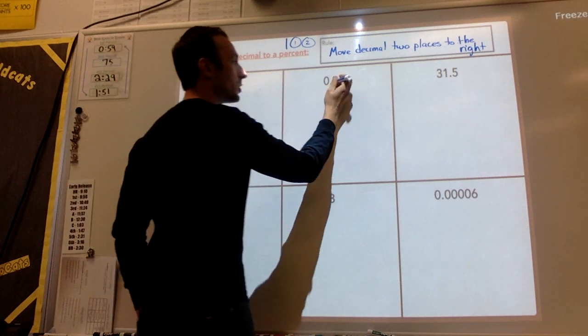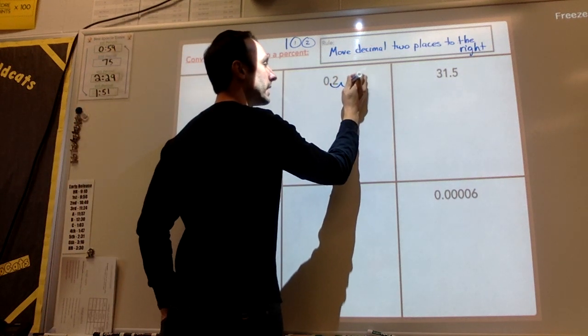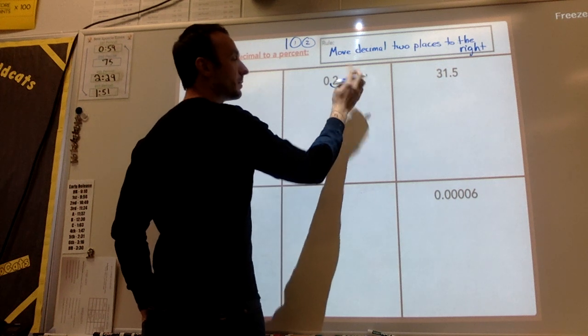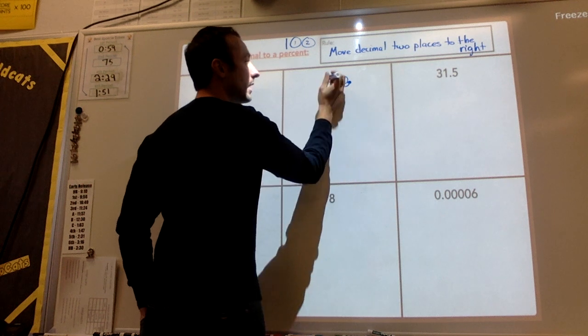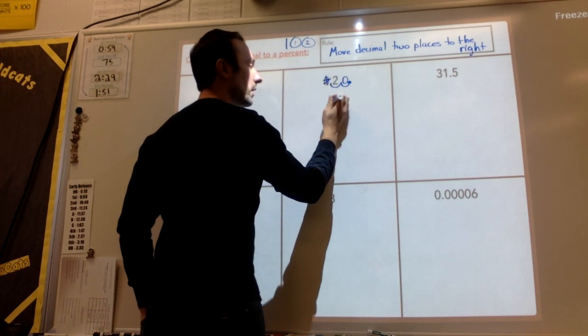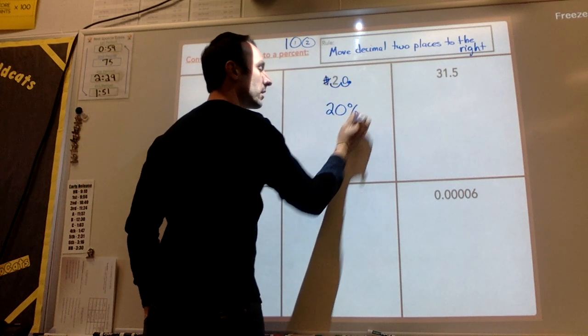Right here, move it 2 places to the right. 1, 2, my decimal is now there. I have an empty spot, so like with everything we've done so far this year, we add a 0 in the empty space. Don't need to worry about that 0 anymore. I'm left with 20%.